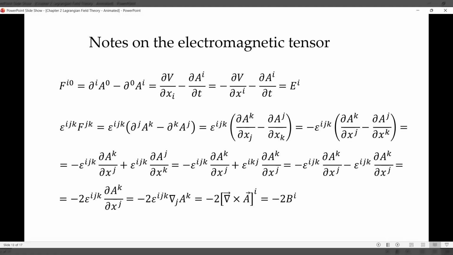And now I would like to leave you with the poetry of the electromagnetic tensor, the silent harmony between electric and magnetic fields, the geometry of light itself.